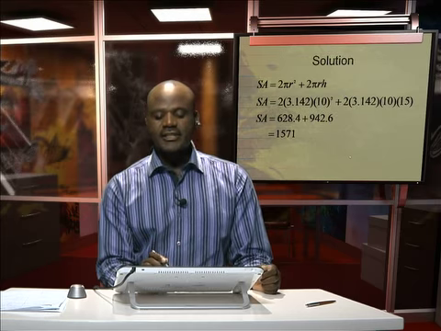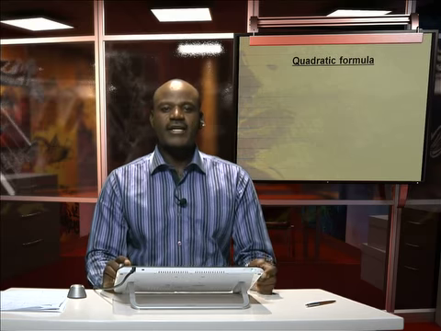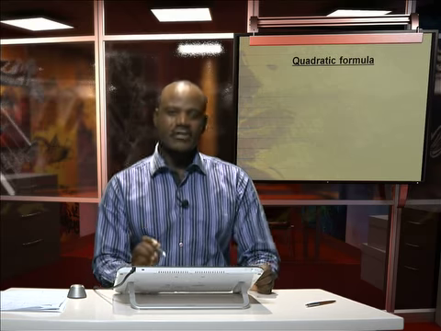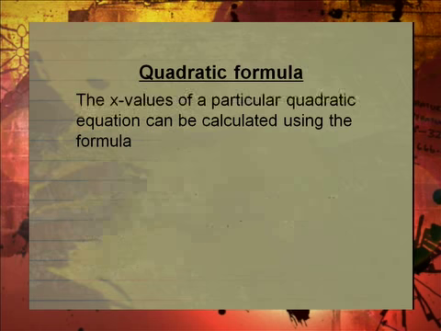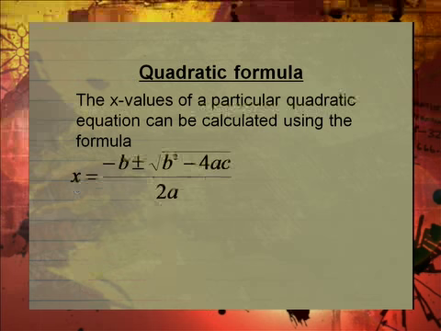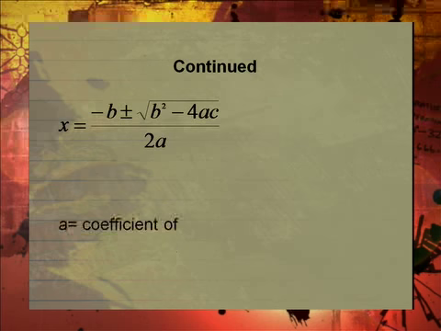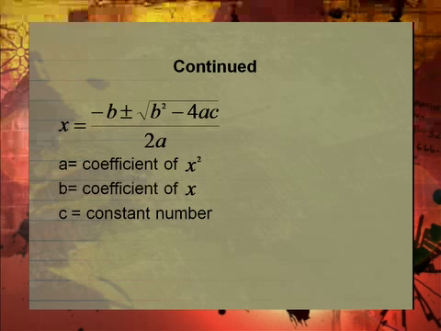Now, we get into the next example, which is working with the quadratic formula. Let's have a look at the quadratic formula. The x values of a particular quadratic equation can be calculated by the formula. You don't have to know what's happening here, but what I can say is, knowing what a is, which is the coefficient of x squared, knowing what b is, which is the coefficient of x, and knowing what c is, which is the constant number.